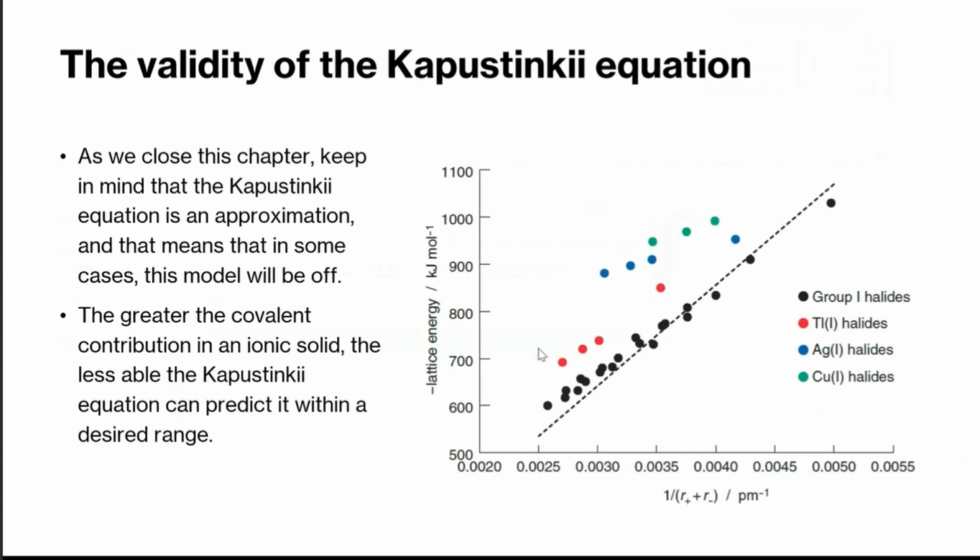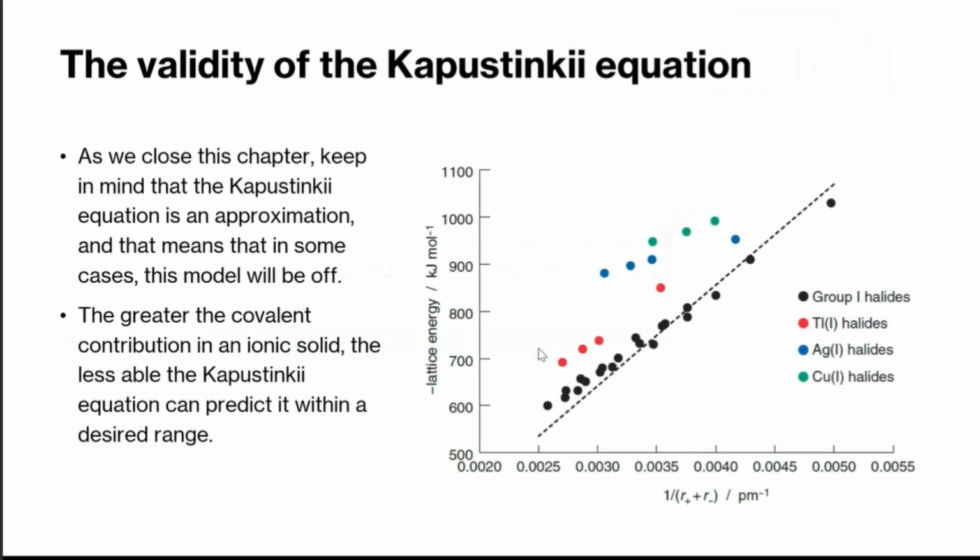So this equation is actually more of an approximation, as I've told you, right? And this means that, this being chemistry, there will be exceptions. So we're going to just end this off with the validity of the equation. I'm just going to keep it short and simple for you. The greater the covalent contribution in an ionic solid, the less able the Kapustinskii equation is to predict it within the desired range.